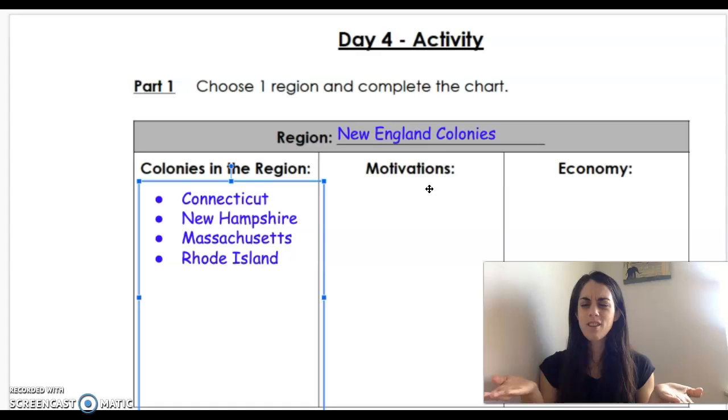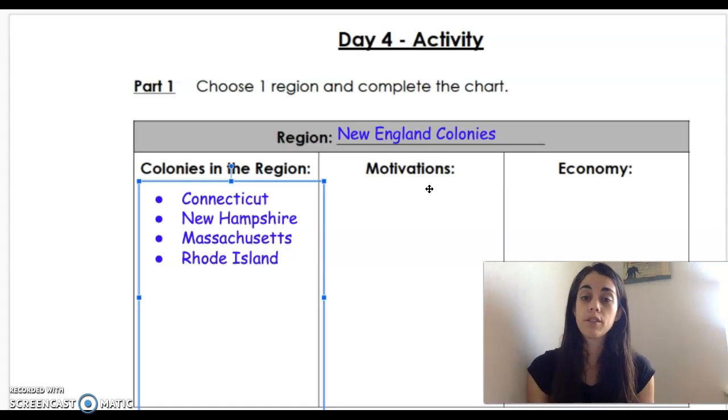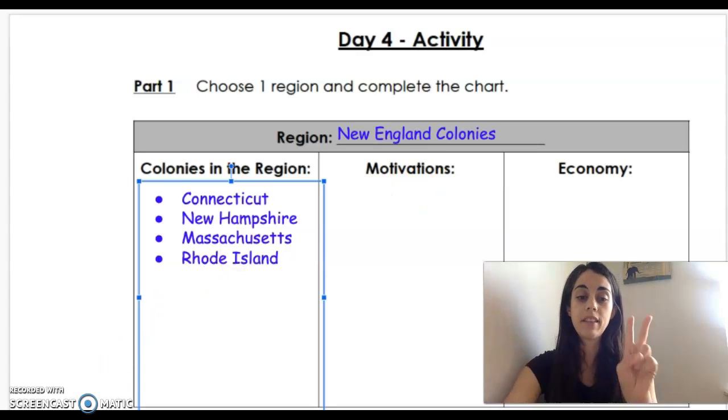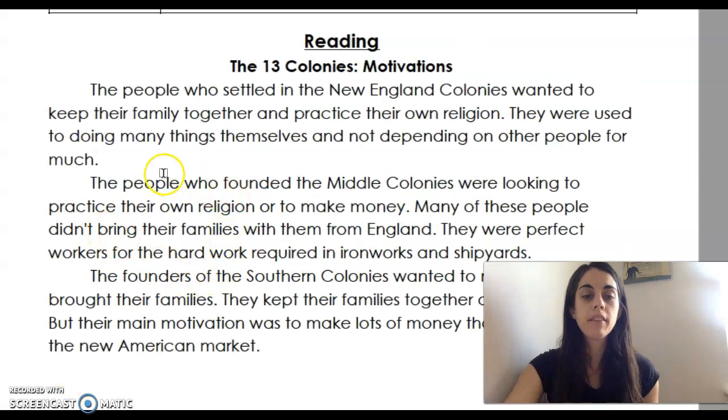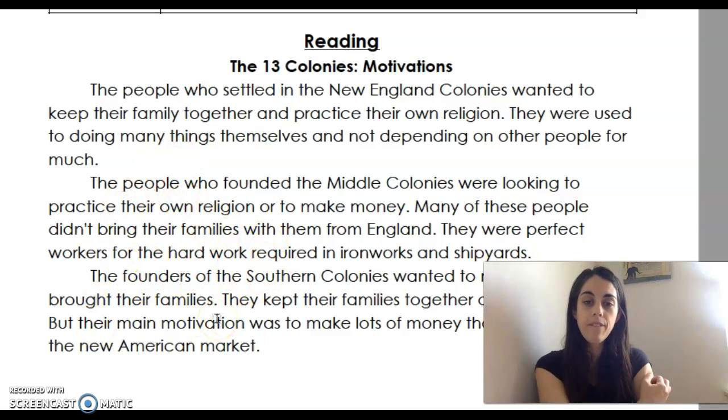What day did we read about motivations? Day 2. Good. So I'm going to look at my day 2 reading to find information about the motivations in the New England colonies. You're going to look for motivations in your region. Here's my day 2 reading. The text is organized in paragraphs. The paragraphs can help me find the information that I need.